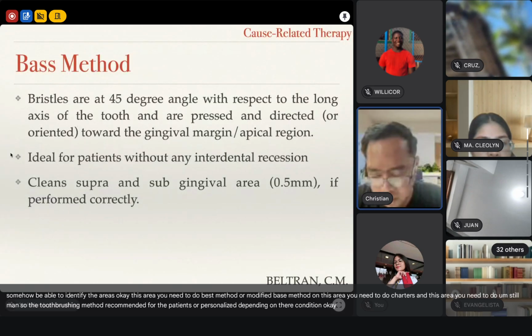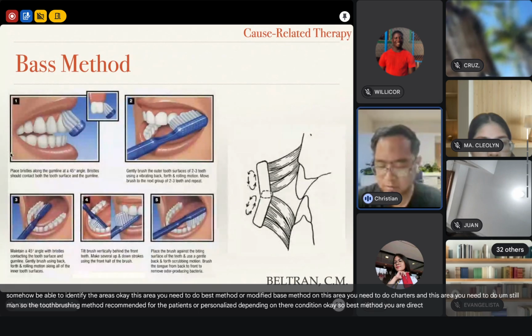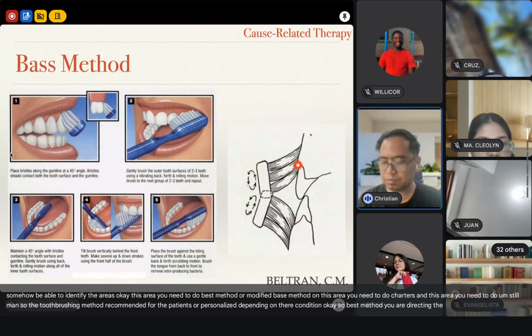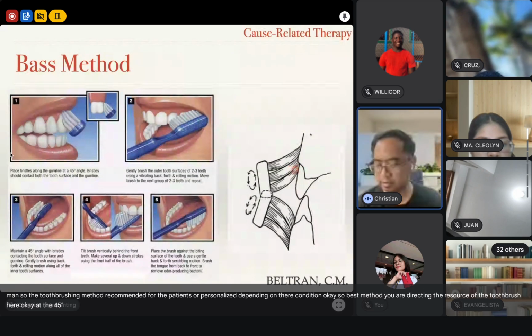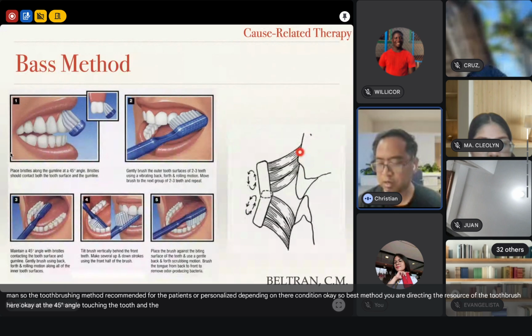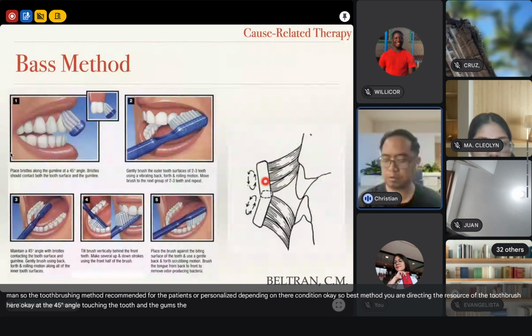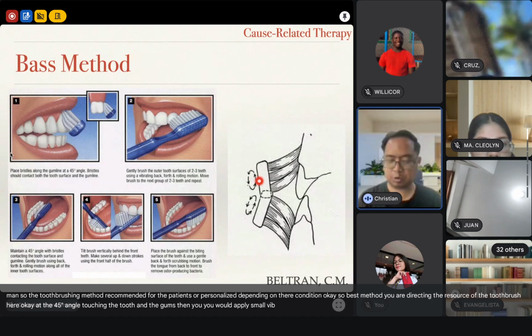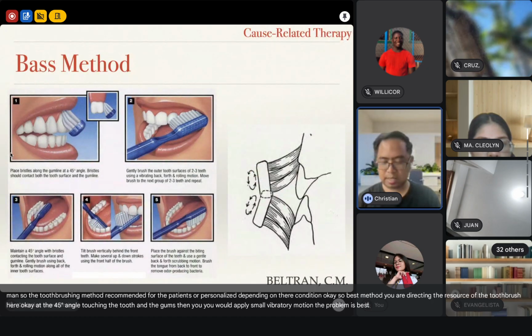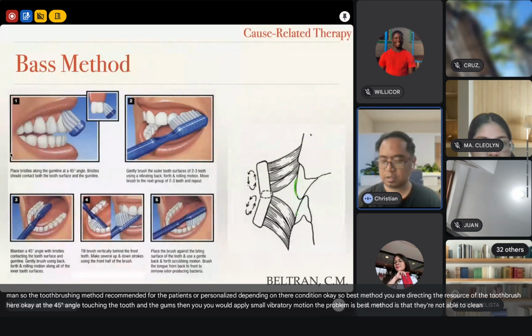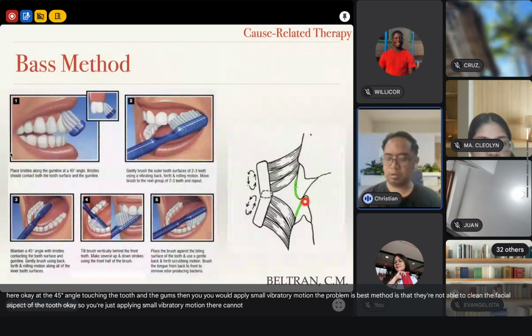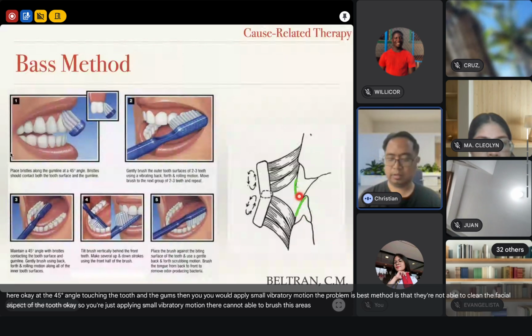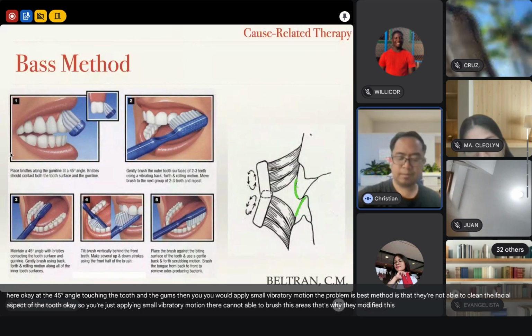Okay. So BAS method, you are directing the bristles of the toothbrush here at a 45-degree angle, touching the tooth and the gums. Ganun siya. Then you would apply small vibratory motion. The problem with BAS method is that you're not able to clean the facial aspect of the tooth. Diba? Kasi you're just applying small vibratory motion there. You're not able to brush these areas. That's why they modified this one.